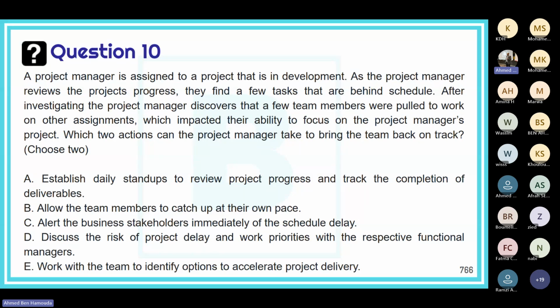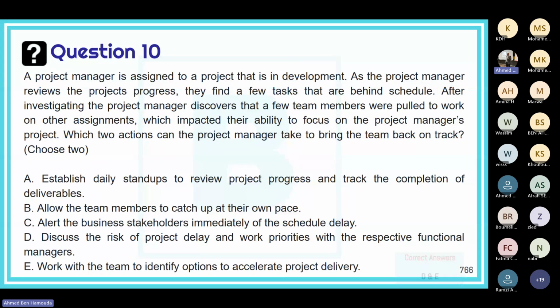Allow the team members to catch up at their own pace. I don't think so. Alert the business stakeholders immediately of schedule delay is ineffective. I don't think so. Discuss the risk of project delay and work priorities with the respective functional managers. I think yes, because the resources were pulled from the project suddenly, which means the project manager is not in a projectized organization. Because in a projectized organization, they should be in control of their resources. Since they were not in control of their resources, that means the functional manager is the one deciding. Work with the team to identify options to accelerate project delivery.